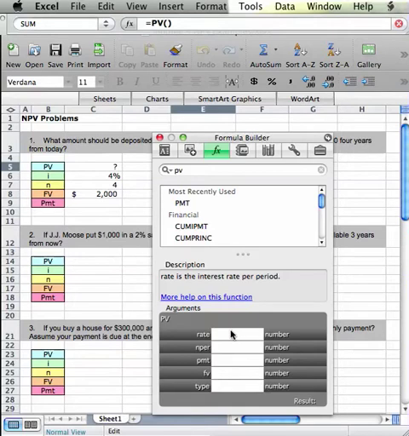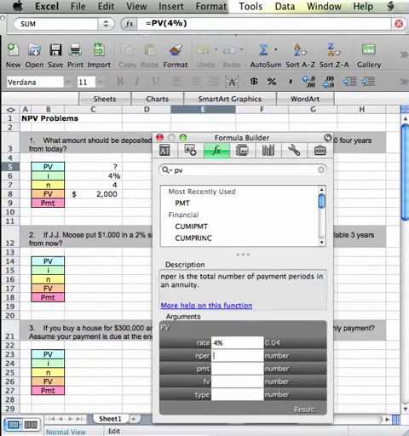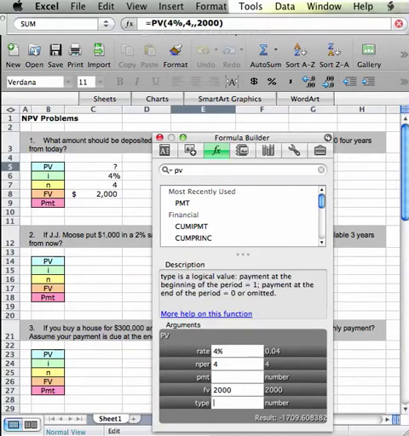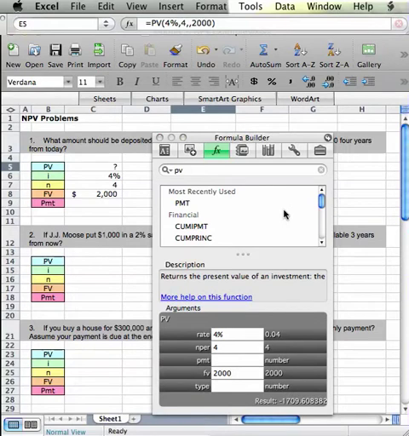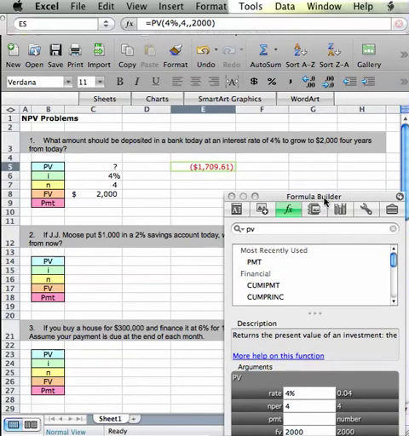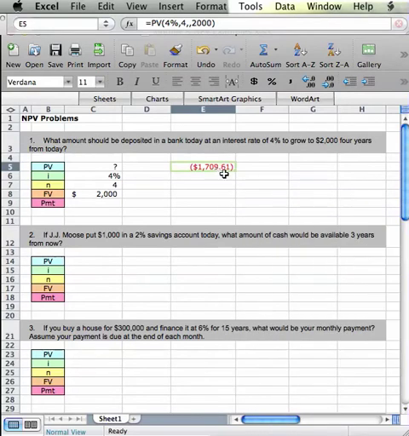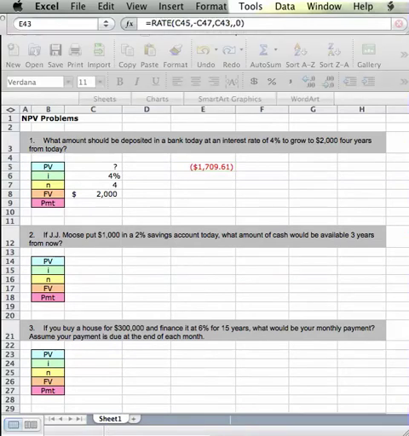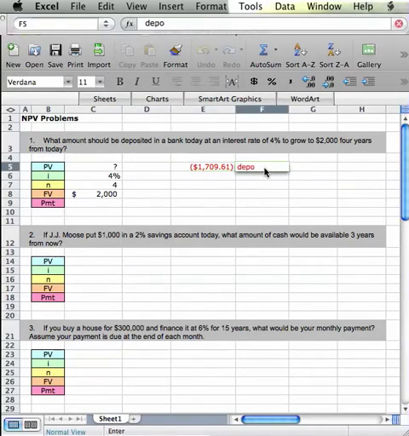So the rate we determined was 4%. The number of periods we determined were 4. The payment, 0, we don't have payments in this example, and the future value was $2,000. Now type will come into play when we have a payment stream or an annuity, and in this case it does not apply, so we'll leave that blank. Once we've entered all of our inputs, we'll select enter, and there is our solution, $1,709.61. That's how much we need to deposit today in order to achieve $2,000 after 4 years' time, earning a 4% interest rate.